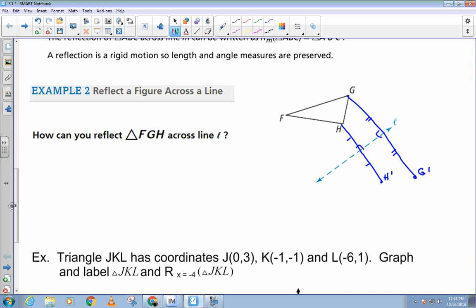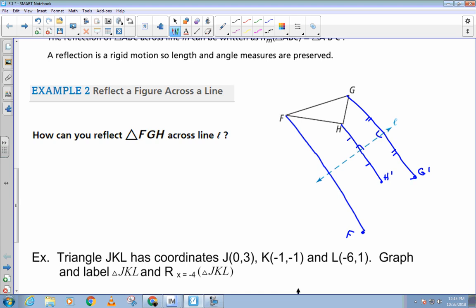And then the same thing with F. Again, I'm freehanding this, so does that look about the same length? Okay, so that would be F prime. So when I drew it, I went a certain distance perpendicular to this line, and then I went that same distance on the other side, okay?